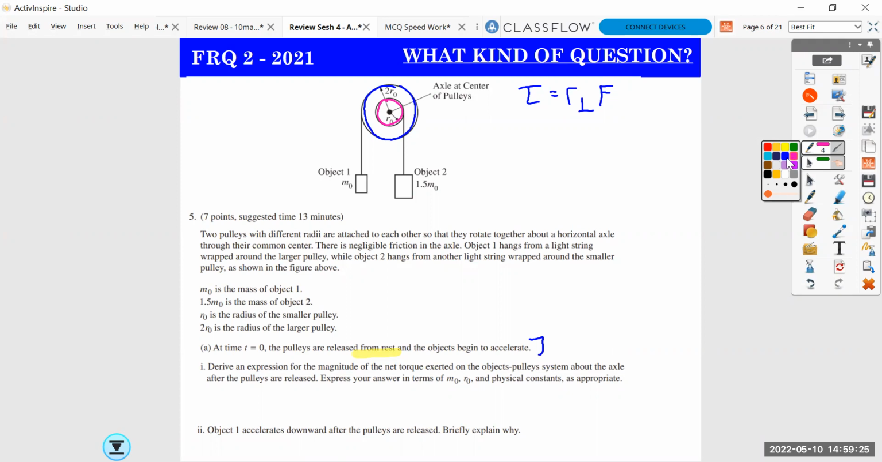So if I look at object 1, object 1 is going to be pulling down this way with a force m0g, and it's doing it at a radius of 2r0. Notice it's all nice and perpendicular. I don't have to mess with sines or cosines. So the torque from this one is just going to be m0g times its radius 2r0. This one's going to be applying a bigger downward force, actually. I should draw it bigger, of 1.5 m0g, but at a smaller radius.